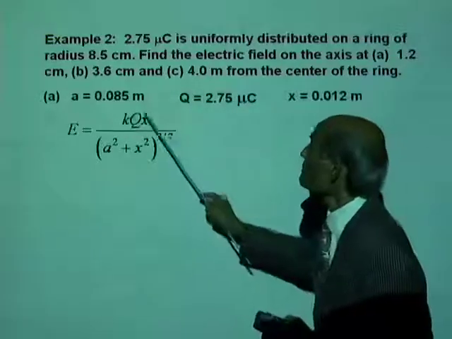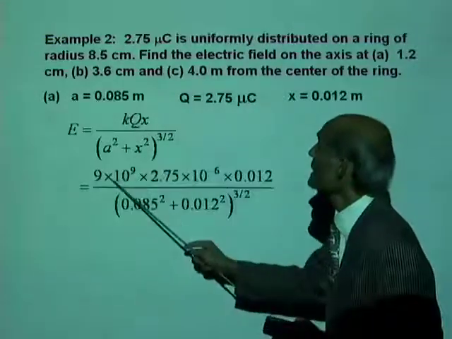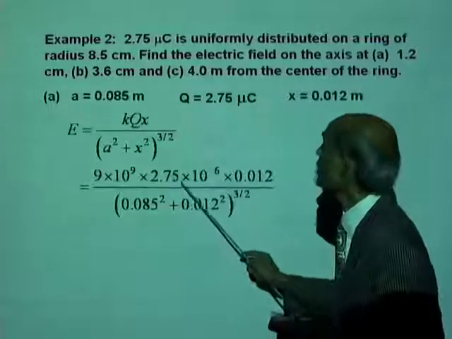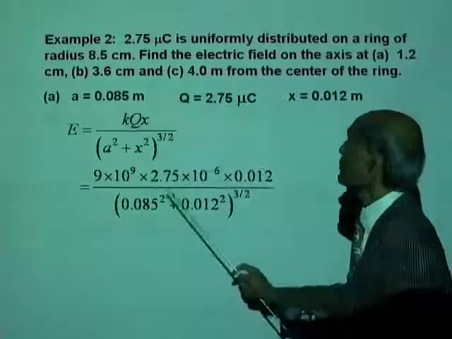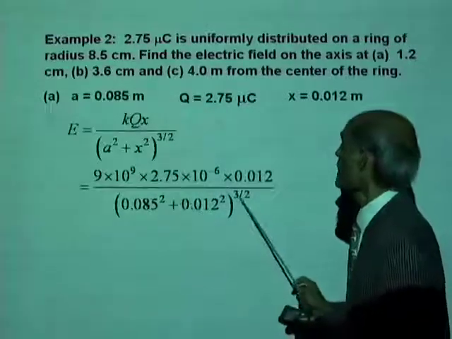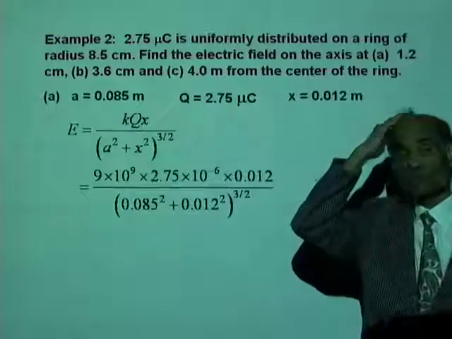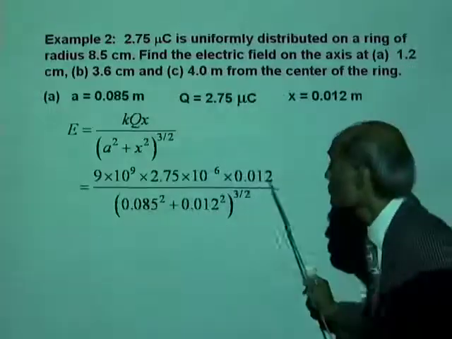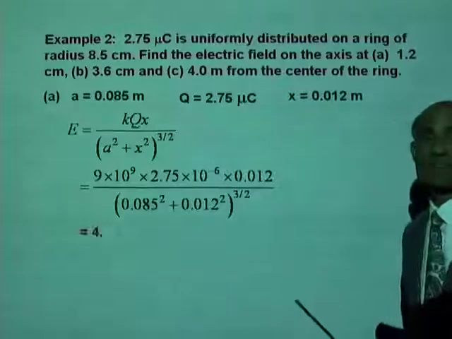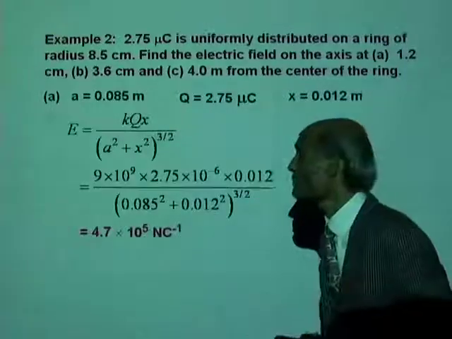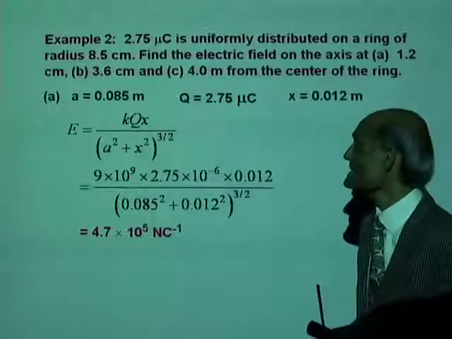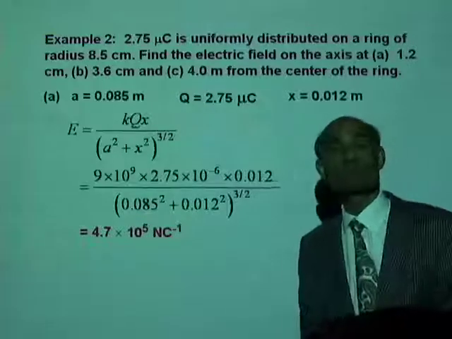Alright? Just replace all the values. Kq in coulombs times x over (a squared plus x squared) to the power of 3 over 2, and use this on your calculator and see whether you get that value. 4.7 times 10 to the 5 Newton per coulomb.